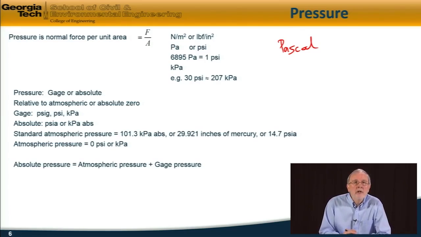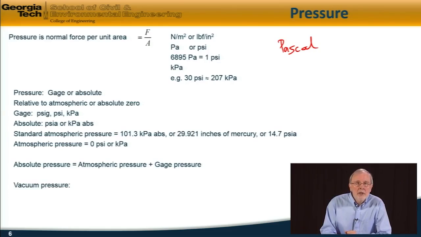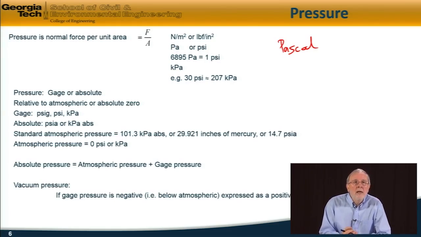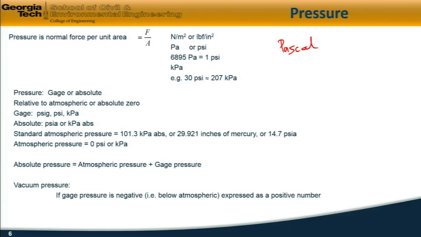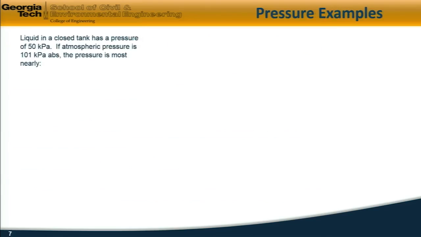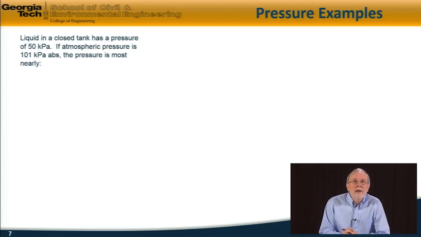The relationship between the two is that the absolute pressure is equal to the atmospheric pressure plus the gauge pressure. We also have another convention, the vacuum pressure, and vacuum pressures are useful if the pressure is below atmospheric, in other words, a negative gauge pressure. The vacuum pressure is simply the negative pressure expressed as a positive number. In that case, we would write it as PSI vac or kPa vac to denote that we're referring to a vacuum pressure. So let's do some examples on that.